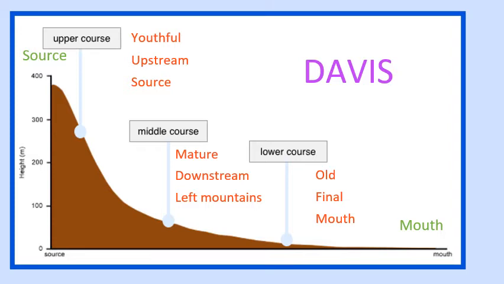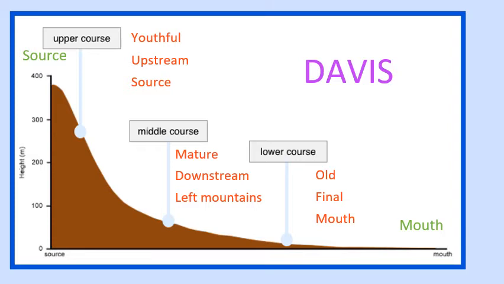Now as we go along the path of the river, we then see that it moves into its second stage of development. This stage we refer to as the middle course of the fluvial cycle. This can also be referred to as the mature stage. In this stage, the river is downstream of the source. In other words, the river has now moved away from the mountains and it is in its middle stage. It's halfway along the path of the river.